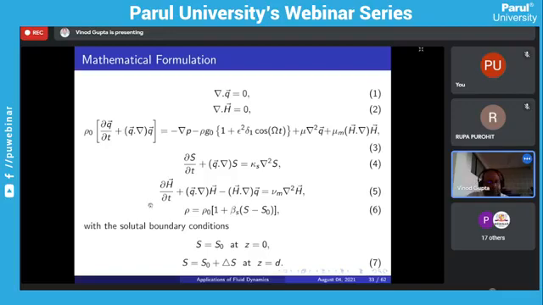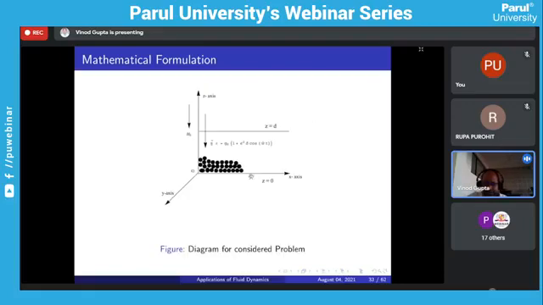And for the solutal boundary condition, we have taken the concentration at the lower plate S equal to S naught, and at the upper plate S equal to S naught plus delta S. The concentration at the upper plate is higher than the concentration at the lower plate, right? Then a concentration gradient delta S will act across this depth d, and due to that, convection will start. Solutal convection will start.